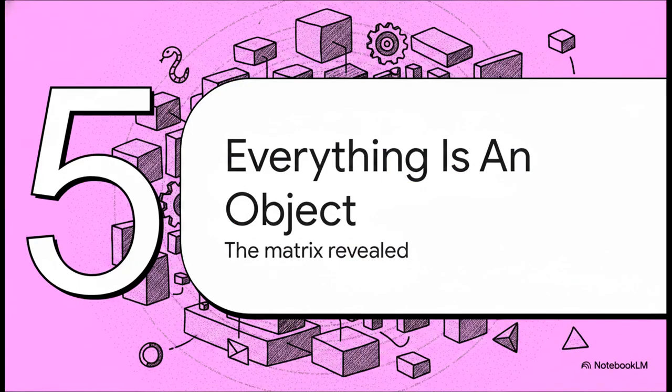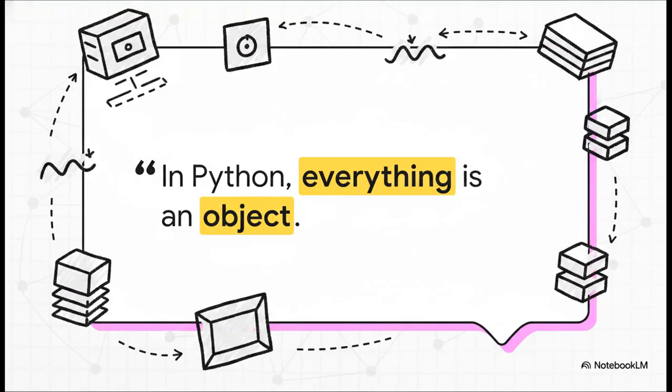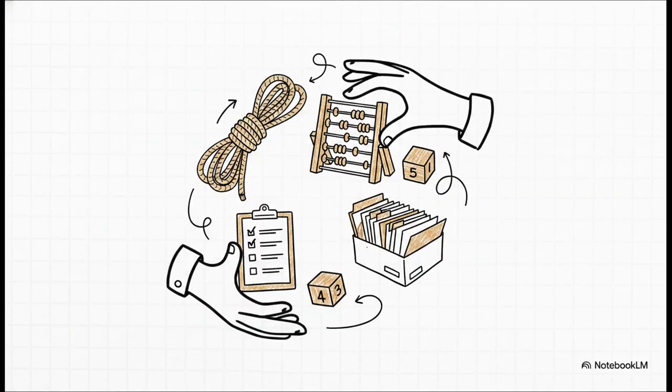Section 5, everything is an object. The matrix revealed. Prepare yourselves for this one because here is the ultimate mind-bending revelation straight from the source material. In Python, everything is an object. Literally, every single element you interact with in Python is secretly operating on the exact same blueprint rules we're talking about right now. Seriously, think about it. You've actually been using OOP this whole time.